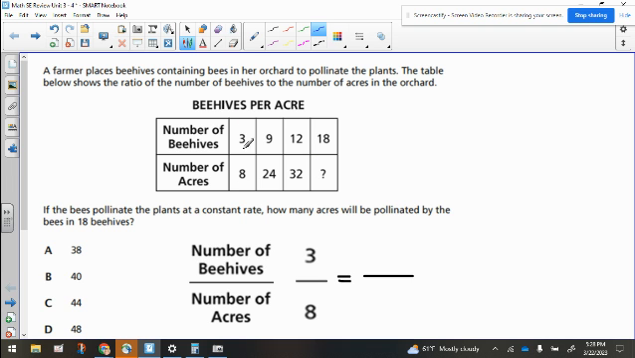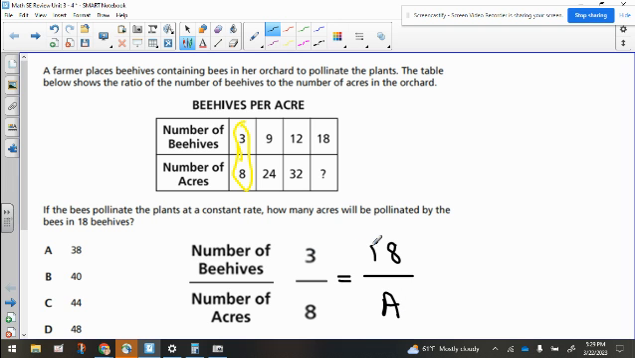Now, this is probably going to be the easiest out of all of the ratios. Whoops, I crossed it out when I meant to just circle it. So this 3 to 8 ratio is probably going to be the easiest one to use. So that's why I'm setting that up in my proportion. Now, where would I put the 18? So the 18 is talking about number of beehives, so I would put that as my numerator. And I'm solving for the number of acres.